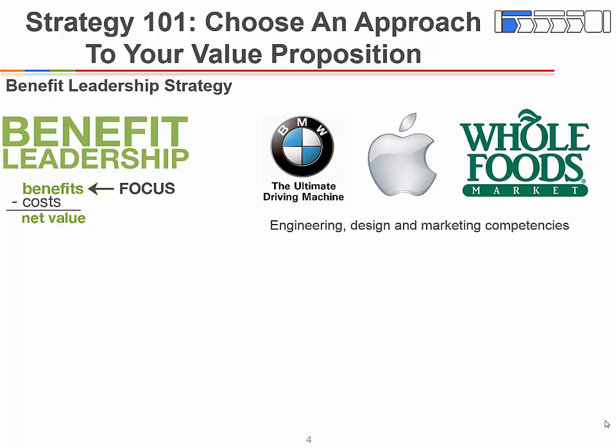Now, the first is benefit leadership. So when you approach a customer, in a benefit leadership strategy, you want to emphasize the benefits that that customer is going to receive from this product. And typically companies that do this are really good in engineering, design, and marketing. There are some examples on the screen like BMW, Apple, of course, Whole Foods. These are companies that market to people with a value proposition that's all about the benefits.